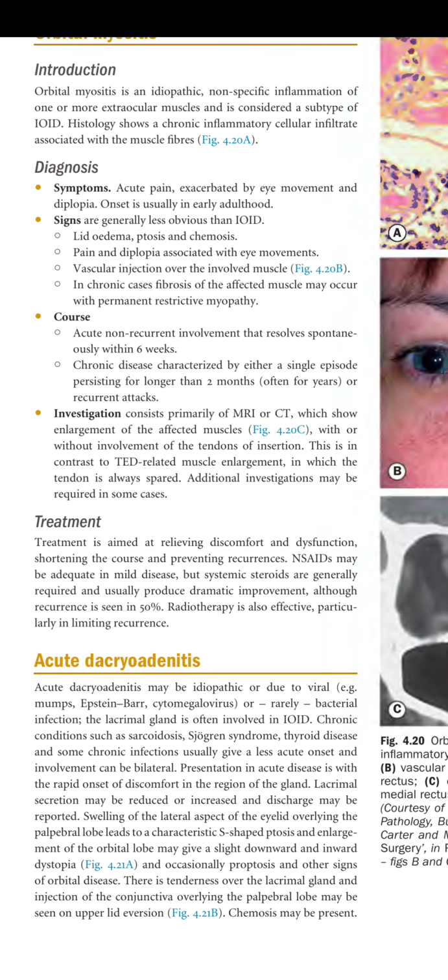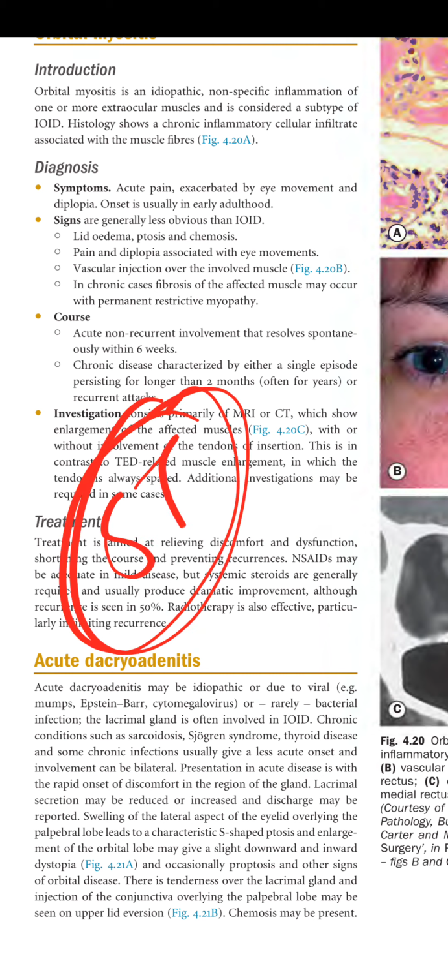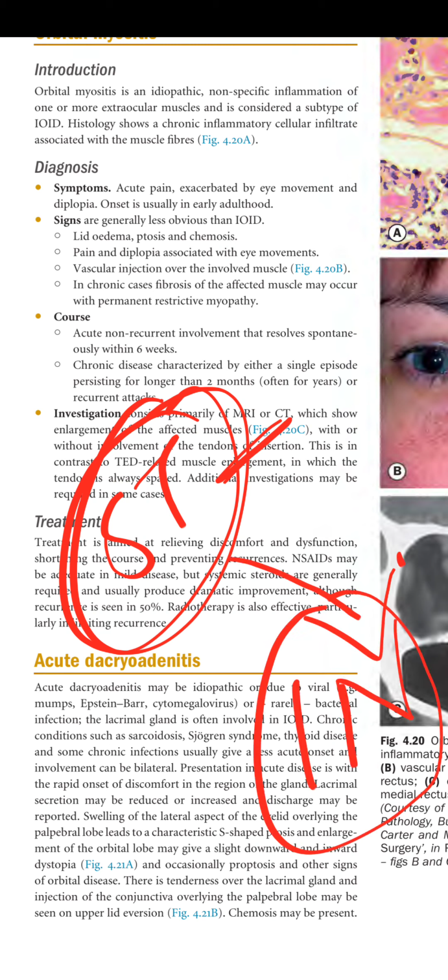An enlargement of the orbital lobe may give rise to slightly downward and inward dystopia, and occasionally proptosis and other signs of orbital disease. I told you earlier that the lacrimal gland is present in the supratemporal area. So if the orbital lobe is involved, it will cause the dystopia in the infranasal position. There is tenderness over the lacrimal gland, and an injection of the conjunctiva overlying the palpebral lobe may be seen on upper lid eversion.